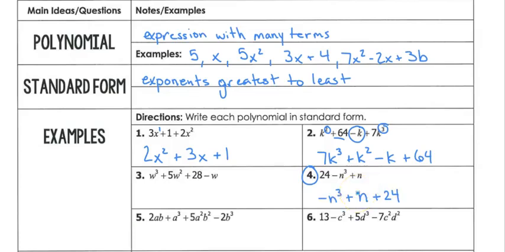So we should have negative n cubed plus n plus 24. Make sure that you get whatever sign is in front. Make sure that comes with you when you move things around to put it in standard form. So this is minus n to the third, so we need to write negative n to the third.